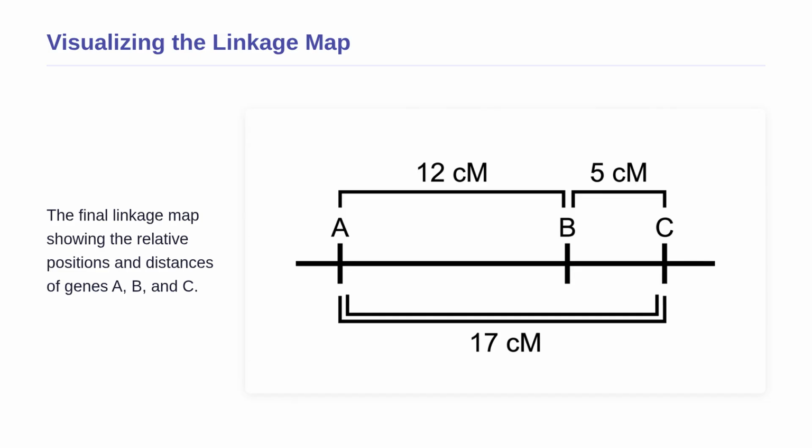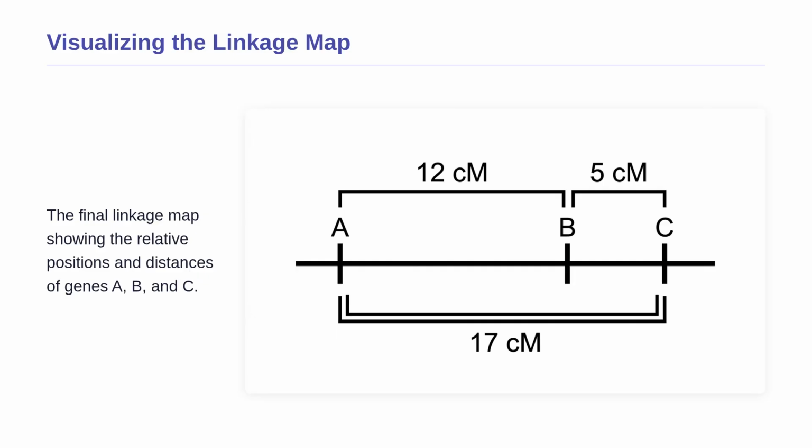Now that we have proven the order mathematically, let us look at the final diagram of our 3-gene linkage map. You are seeing a thick horizontal line that represents the chromosome itself. Along this line, there are 3 distinct points marked A, B, and C. Notice how gene B is placed between A and C.